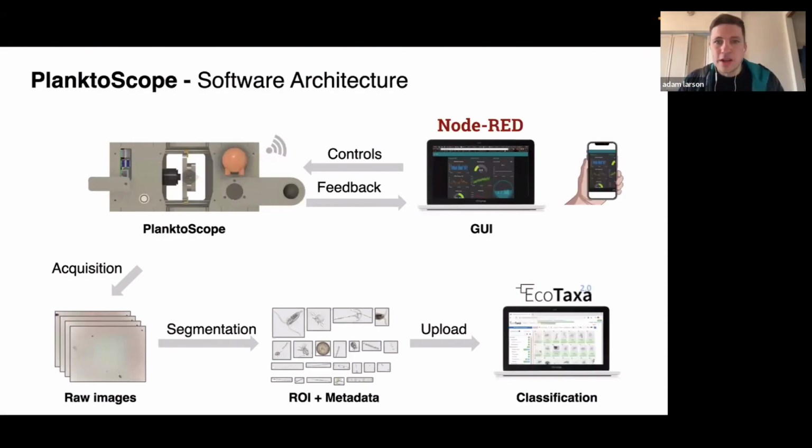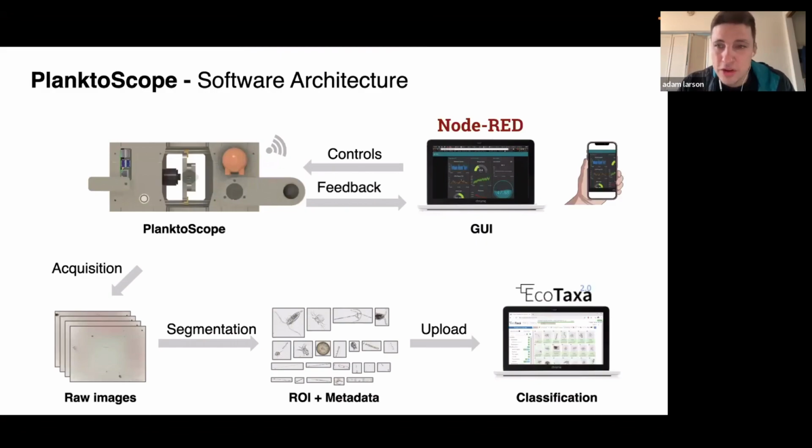So the software architecture was also made to be very open. It's built on the Node-RED platform, which is a flow-based programming software, which is also easily hackable and modifiable. The nice thing with the PlanktonScope is that with the Raspberry Pi, it generates its own Wi-Fi, right? So all you need is a laptop or a cell phone with no installed software. Everything is on the actual PlanktonScope itself. So the PlanktonScope will generate its Wi-Fi, and you can just connect through your cell phone or computer, and then everything is on the machine.